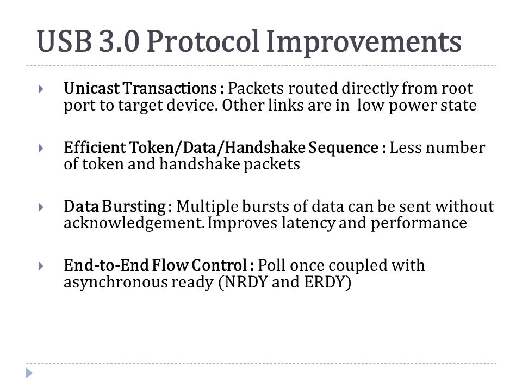So USB 3.0, as we discussed, had several improvements in the physical layer to support the high speed. Similarly, it also has some other improvements in the protocol layer to help manage the power and do more efficient data transfer. The first is that USB 3.0 is not broadcast, it is unicast. Packets are routed directly from the root port to the target device, so other links can stay in the low power state, and the power consumption is minimized.